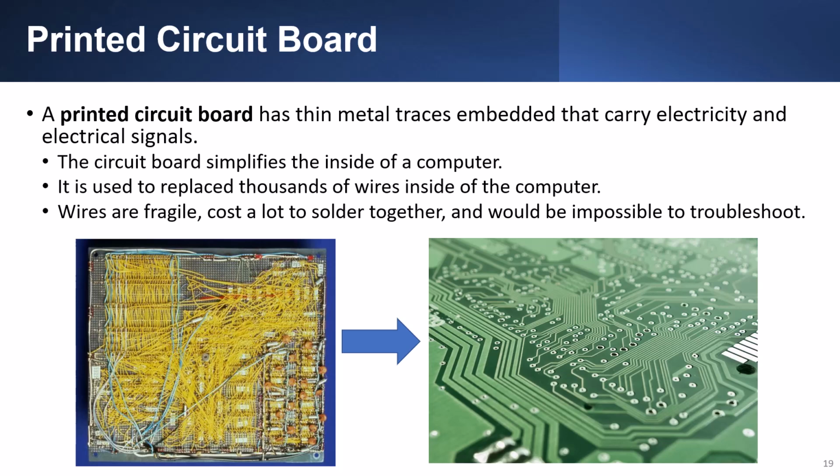A printed circuit board simplifies the inside of a computer. It has thin metal traces embedded, which replaces having thousands of wires inside the computer. In addition, it is cheaper to produce a circuit board than to solder hundreds of wires in a system together. It should also be mentioned that wires are fragile compared to motherboards and would be impossible to troubleshoot. Today, if wire traces go bad on a motherboard, it is cheaper and simpler to replace the entire motherboard. In fact, the motherboard is considered a field replaceable unit, or FRU.